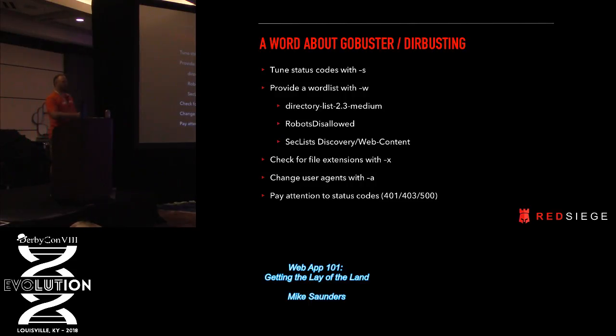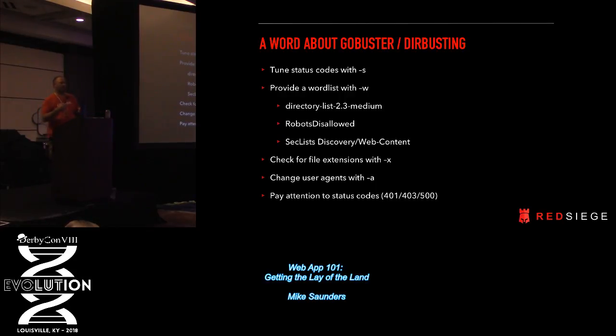Let's talk about dir busting a little bit. I like to use GoBuster. It's what I've been using lately because of its speed, and GoBuster is fast. It's really fast. You can queue up a lot of threads if your target will support it. You can get through big word lists pretty quickly. The downside is it is not recursive.